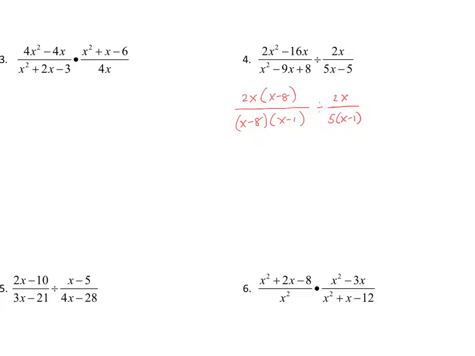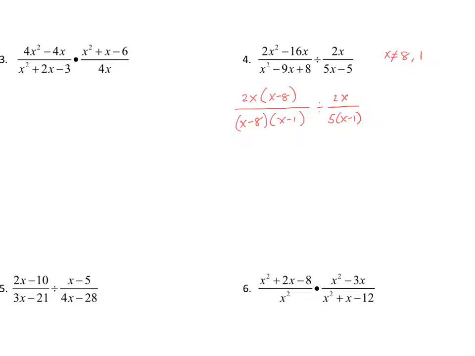Now I'm ready to state my restrictions. Each factor in the denominator set equal to 0, so I'll find that x cannot take on a value of 8 and x cannot take on a value of 1. Again, I don't need to set 5 equal to 0, only factors that have a variable included.